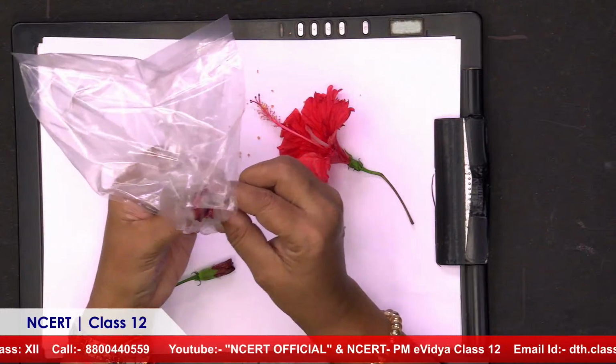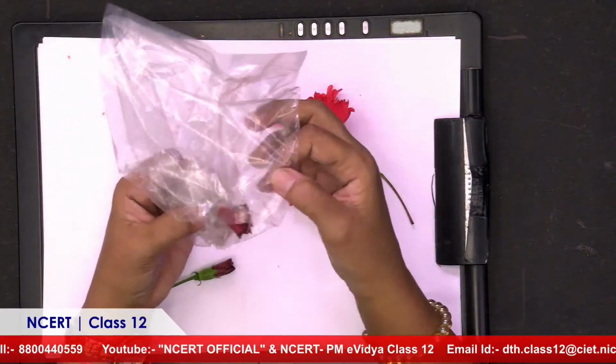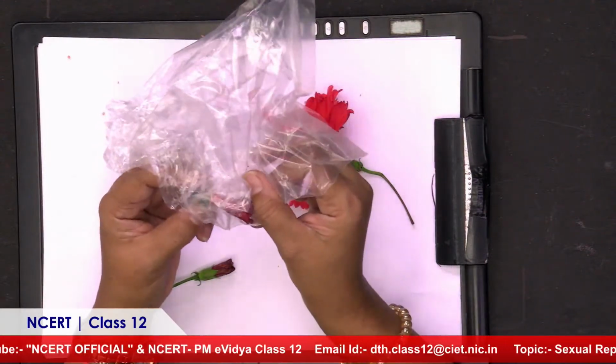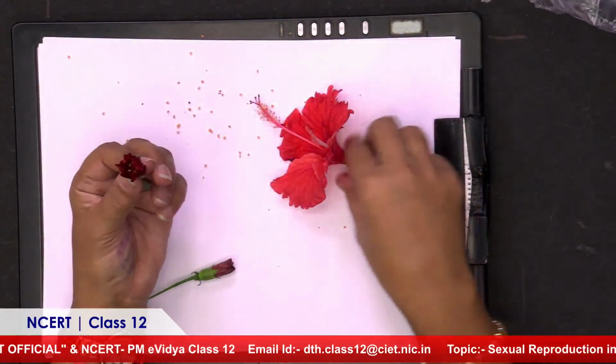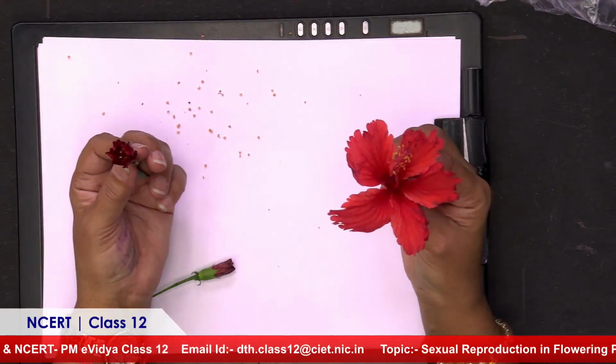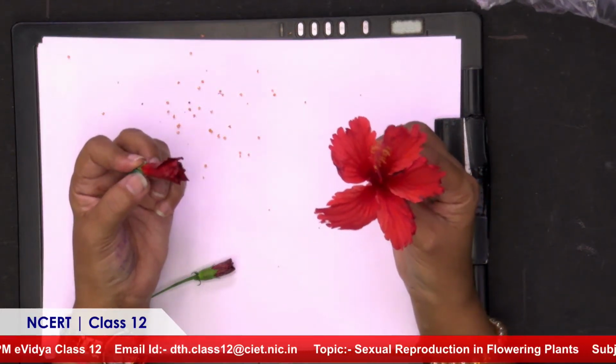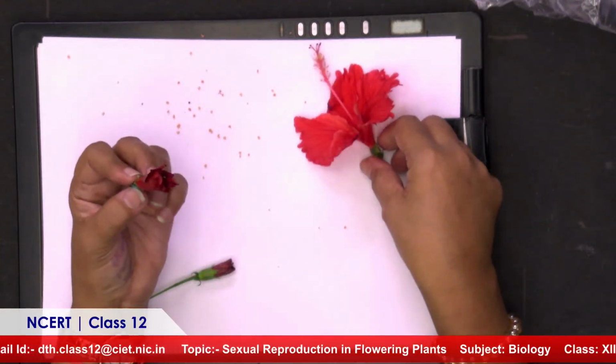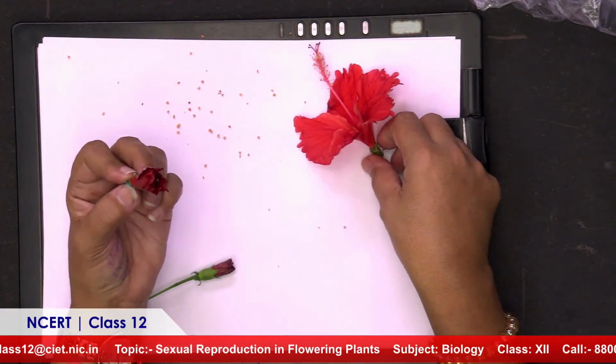And when it happened, so tagging, and then after some time we can see the flower which blooms. It will have the character of this one. So this is a very important process. This is artificial hybridization. Right.